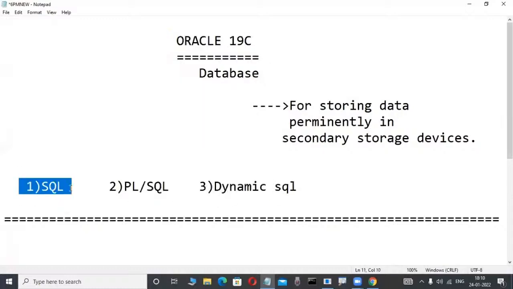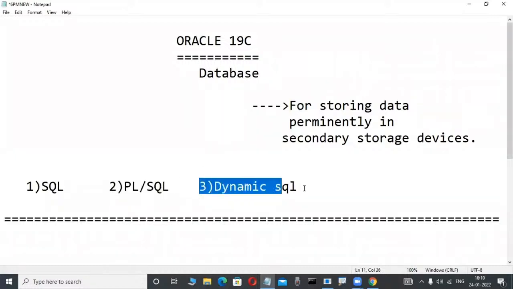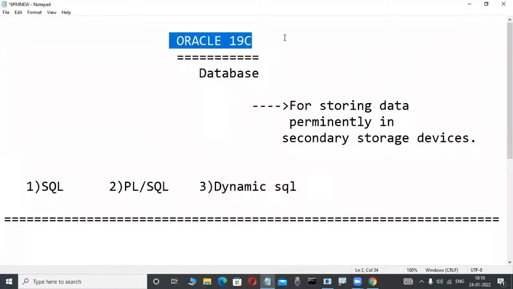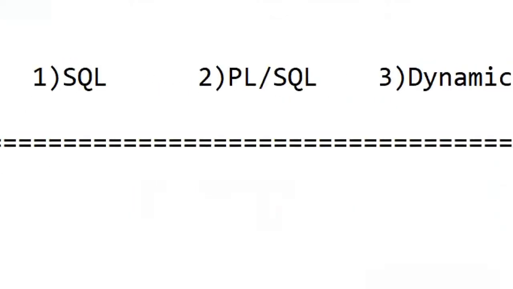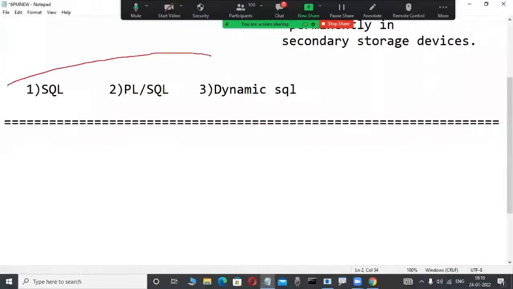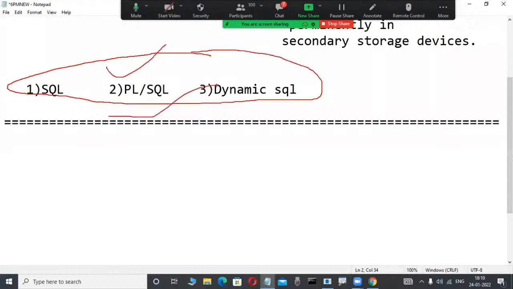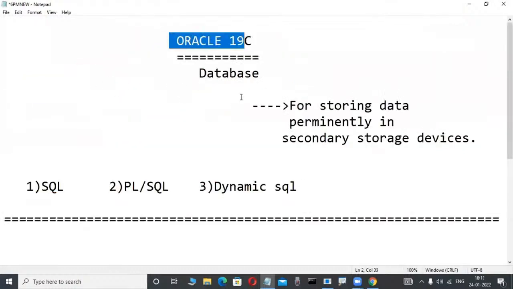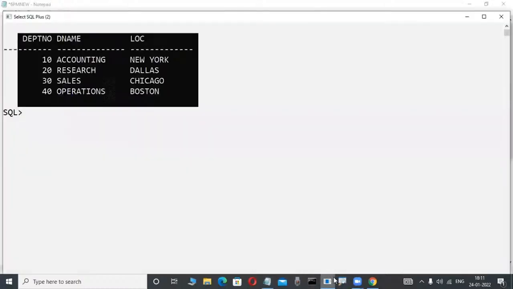One is SQL, another one is PLSQL, procedural language extension for SQL, and another one is dynamic SQL. Anybody learning an Oracle course worldwide, anywhere, not from me only, in that course they are told about these three languages. What is SQL language? What is PLSQL language? What is dynamic SQL? Big concepts only. Through these languages we are operating these types of products, the Oracle product.